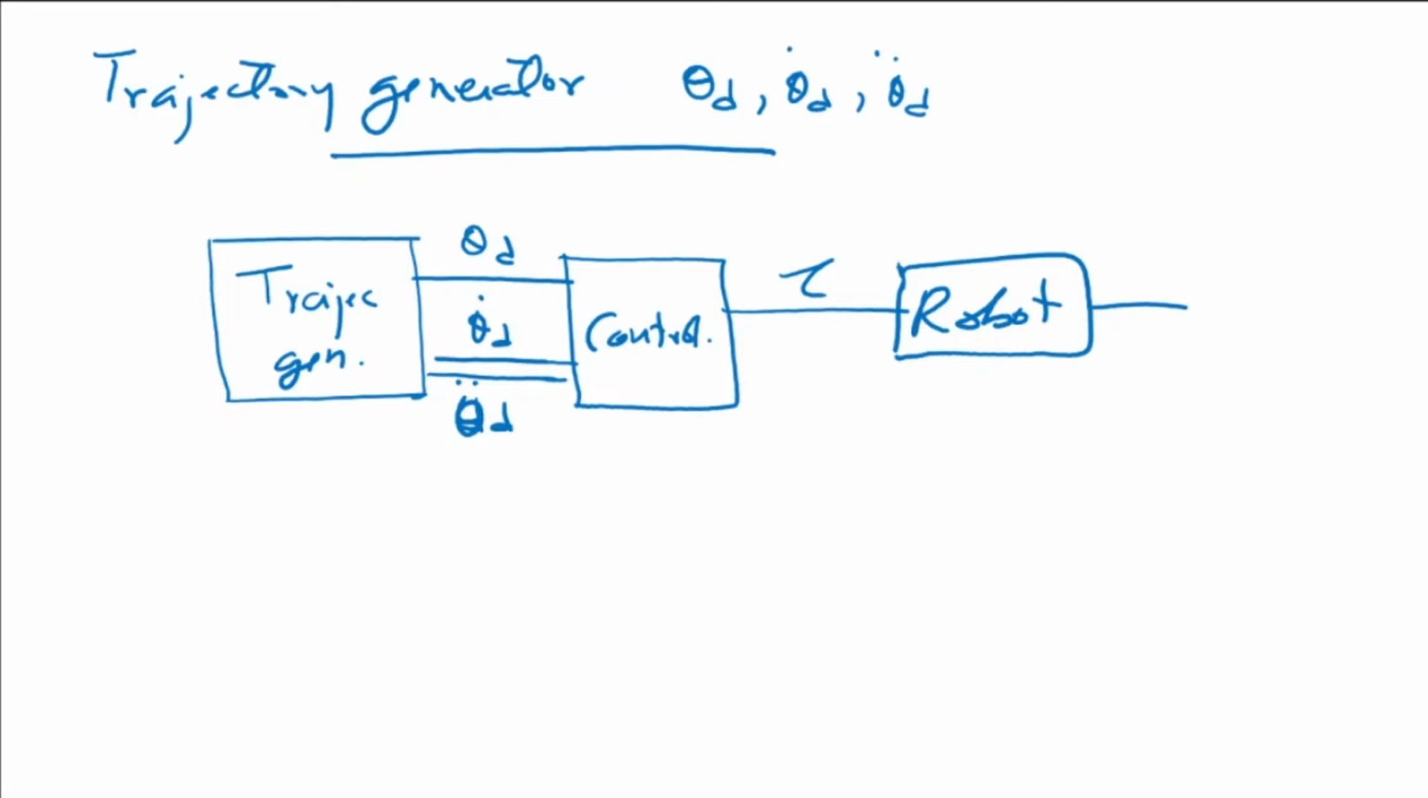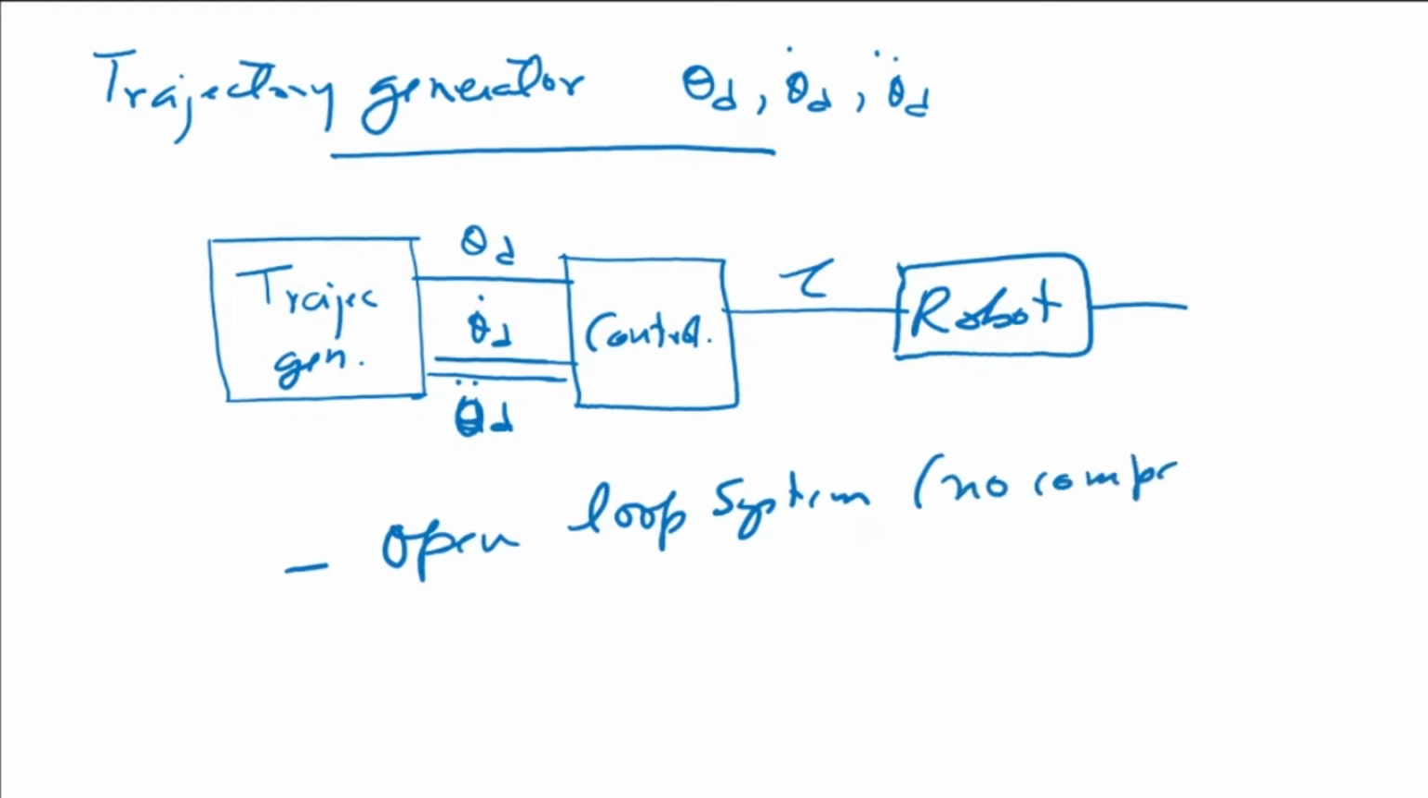Now it would appear that this scheme will work, but in reality this scheme will not work. Why? Because first of all, it's an open loop system. There is no comparison between the output: the desired and the actual are not being compared. Now why is that required?